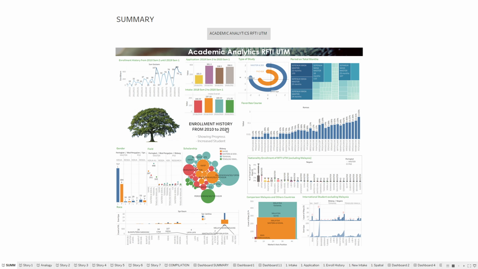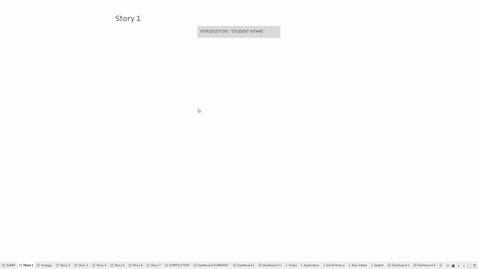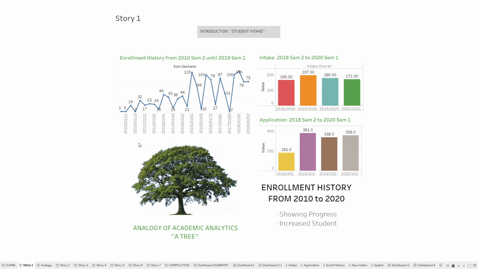So we go to the next, story one, the student intake. We can see here the student intake starting from 2010 until 2020. It can be seen that the average was from 132 to 146, and the average of 146 from 2010 to 2015 we managed to get. Right now it's 171, and the approximate is around 160, 190, 197, 180, 171.